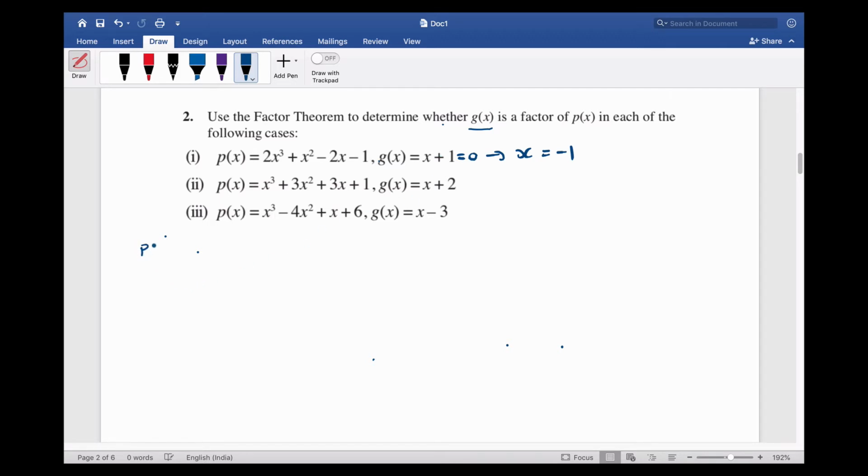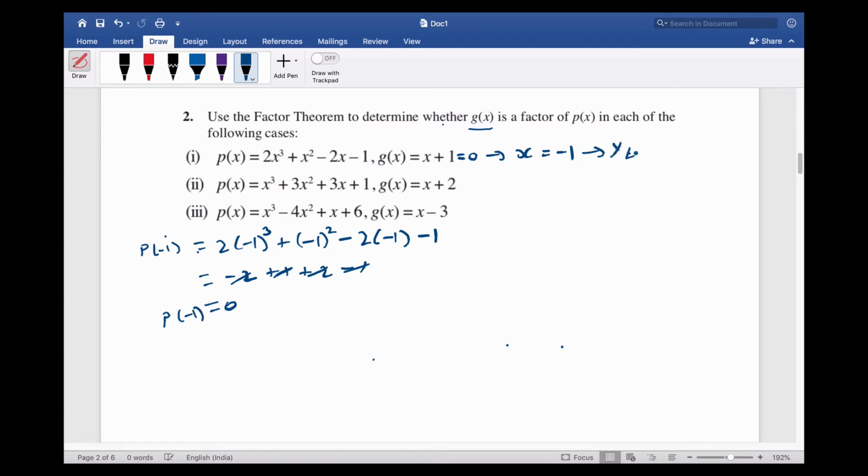So I have p of minus 1, which gives me 2 into minus 1 whole cube plus minus 1 square minus 2 into minus 1 minus 1. So 2 into minus 1 cube will give me minus 2. This will become plus 1. This will become plus 2 and this remains minus 1. So this and this are additive inverse. So are this and this. I'm left with 0. So if it is giving me 0, I will have to write yes, g of x is a factor. So over here, yes, g of x is a factor. Let's try the second part.